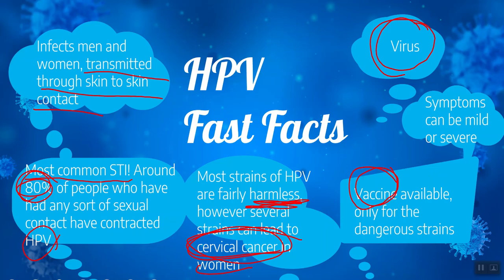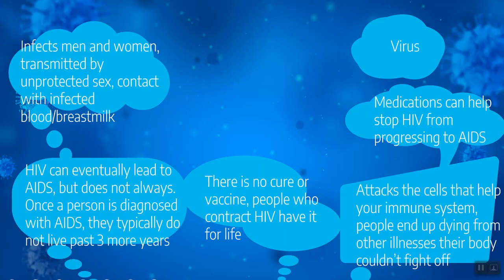And this vaccine is typically one that young adults get around the age of 13 before they start having any sort of physical contact with other people, so that they can protect themselves and the people around them, or their sexual partners, from developing the more harmful strains of HPV that can lead to cancer.